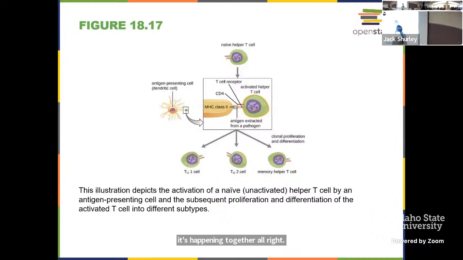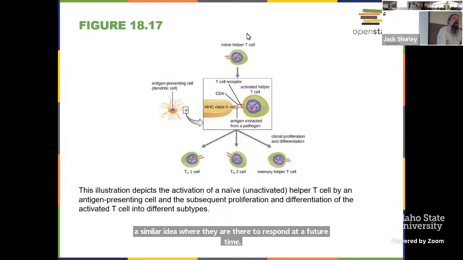Up above, the naive helper T cell has yet to truly decide, if you will, what it's going to do. And how it decides is based off of what's happening with this initial presentation, all right? Shall we go this route or that route? Then you get some memory cells. That's kind of after the fact, like the B cells producing some memory cells after being stimulated. It's a similar idea where they are there to respond at a future time, all right?